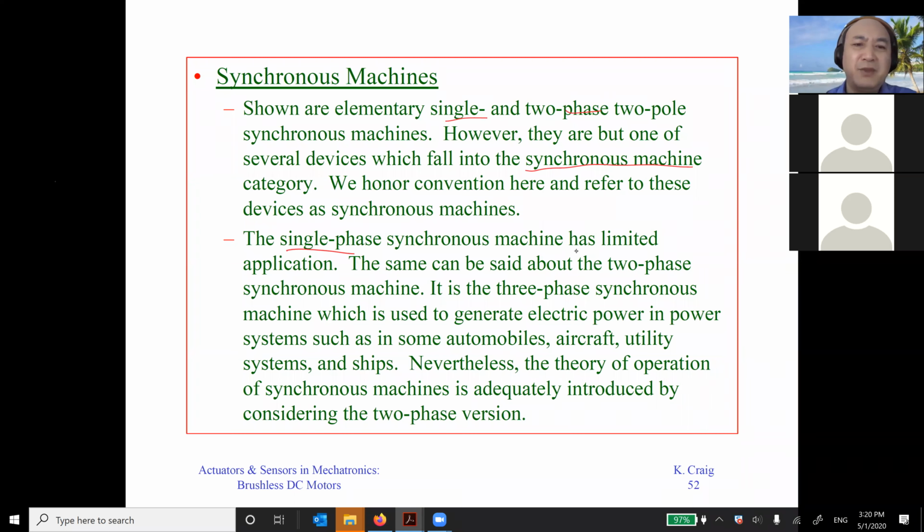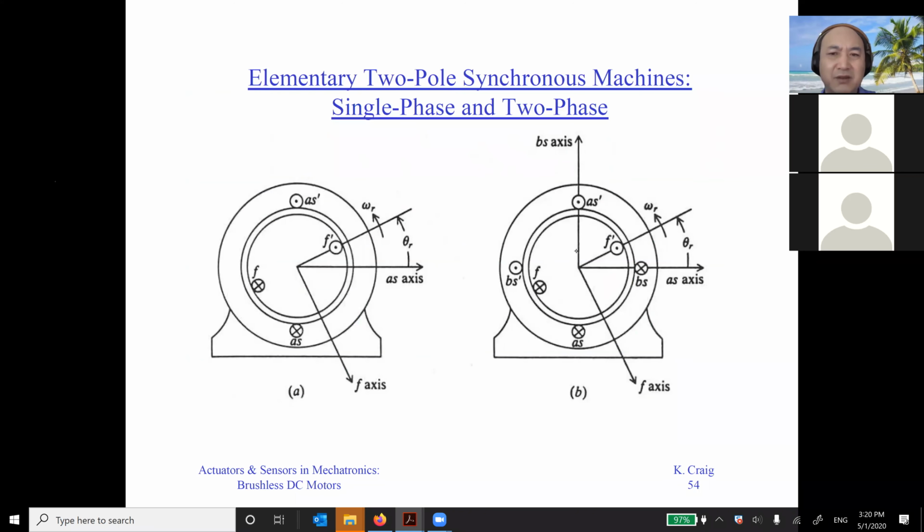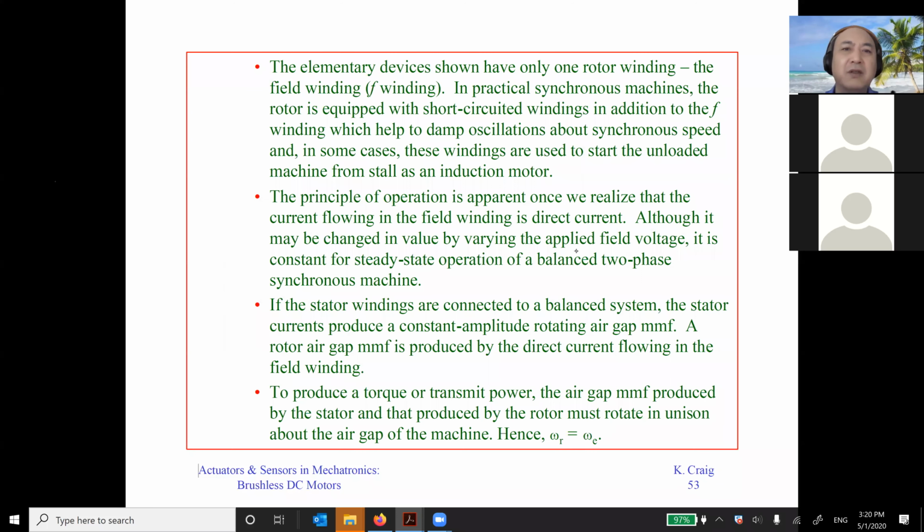Single phase has very limited applications. The two phase, it's not much. Usually it's the three phase synchronous machines. In automobiles, aircraft, utility systems like pumps, and ships, they use the three phase. So we don't use a lot of two phase or single phase. We use three phases. But for illustration here, we use 1 and 2.